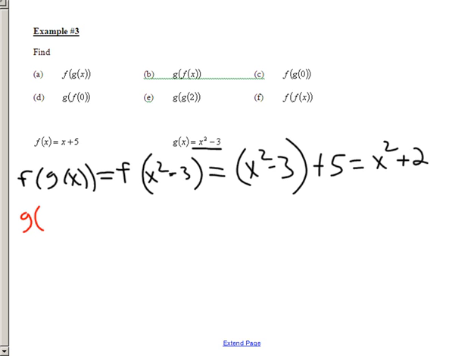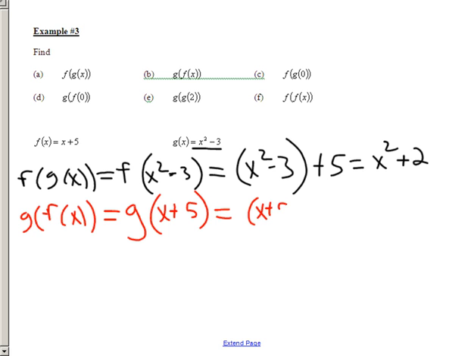What about g of f of x? Take x, plug it into the f function. This comes out. Now take that and that will be the input. The output of f will be the new input for g. So (x plus 5) squared minus 3. Make sure when you multiply this out, you do not make an algebra 1 mistake of making this x squared plus 25. You have to be able to multiply this out and get x squared plus 10x plus 25 minus 3. That mistake might happen in algebra 1, should never happen in calculus.